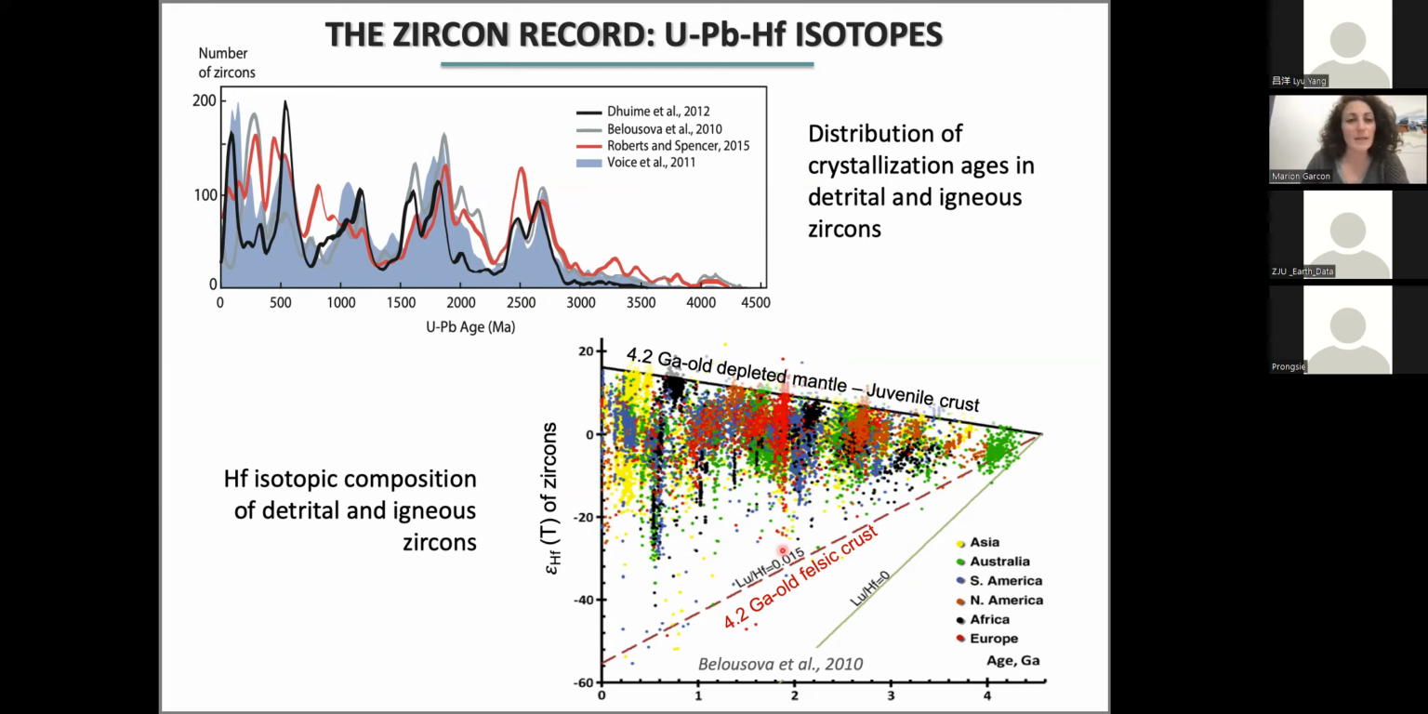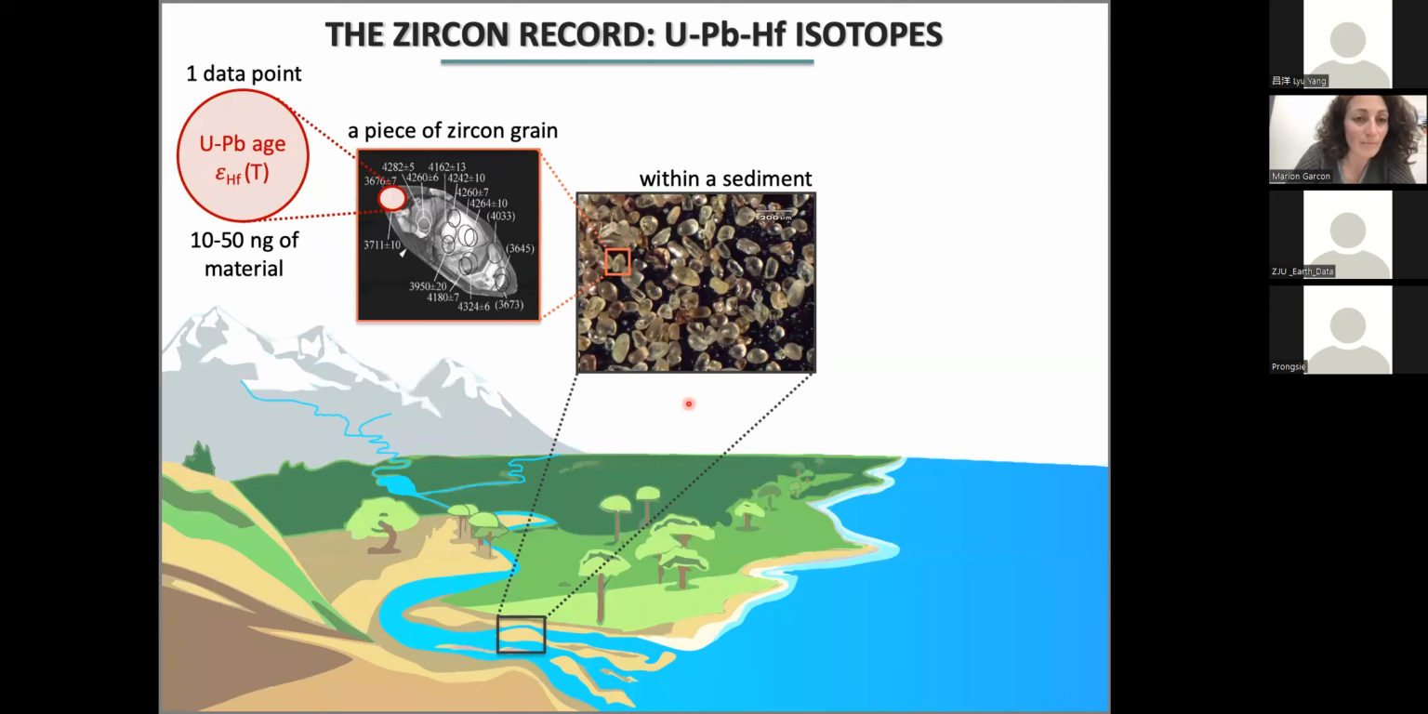But any of these data points, in this diagram or this one, in fact represents a very in situ analysis. So it means that this is a piece of a zircon grain, usually 10 to 50 nanograms, that has been taken out of sediments in one sample locality. So you need a lot of this data, and even if we have a lot, you must make sure you're not biased by the location or any singular event when making interpretations at the global scale.